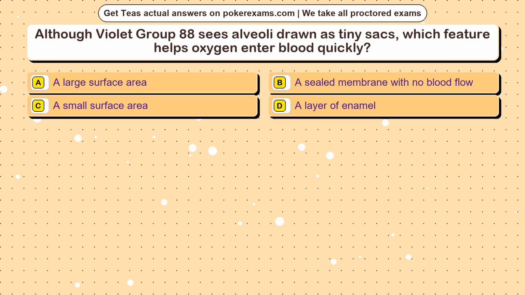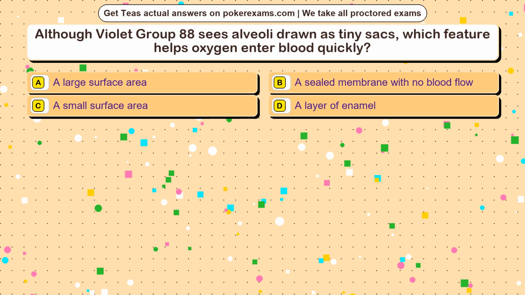Question 16. Although Violet Group 88 sees alveoli drawn as tiny sacs, which feature helps oxygen enter blood quickly? Option A, a large surface area. Option B, a sealed membrane with no blood flow. Option C, a small surface area. Option D, a layer of enamel.